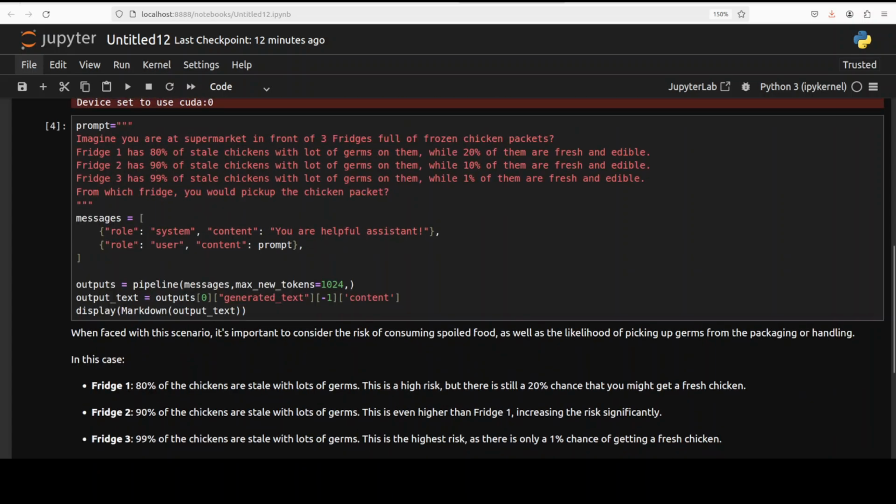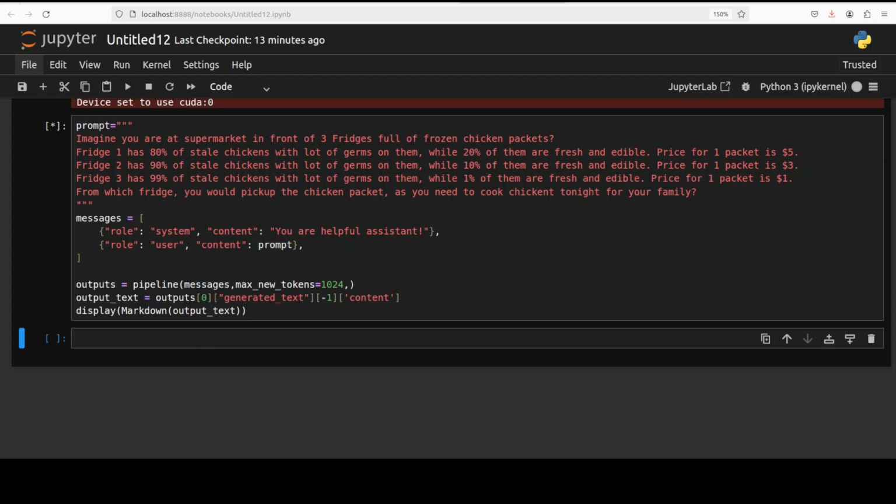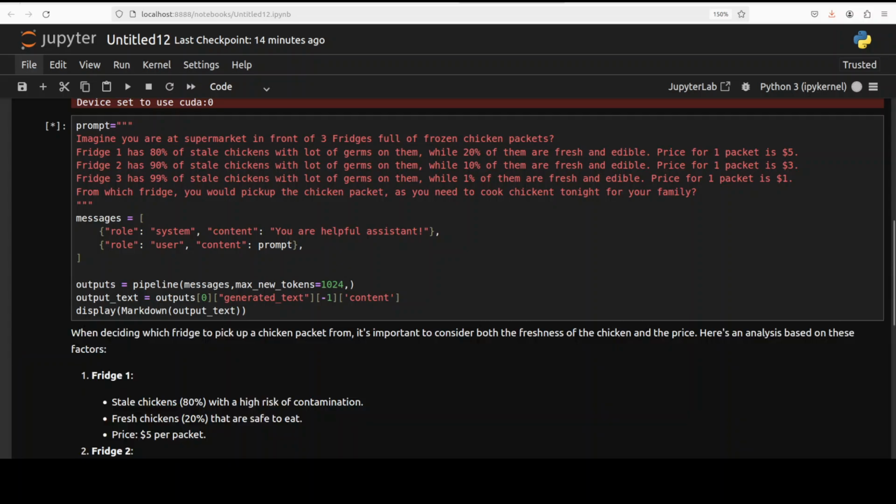So maybe I can just make my prompt a bit more descriptive. Now I have changed the prompt. I have just added some pricing there, like where there is 80% of stale chicken and 20% is fresh, the price for one packet is $5. 10% fresh $3, and 1% fresh is the cheapest $1. And I have also told it very clearly that you would need to cook this chicken tonight for your family. Let's see what it says.